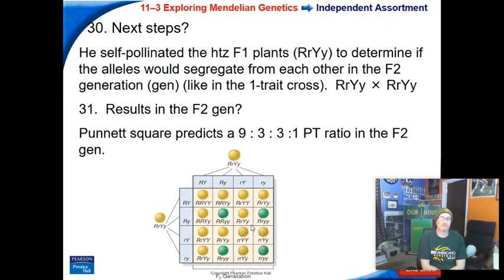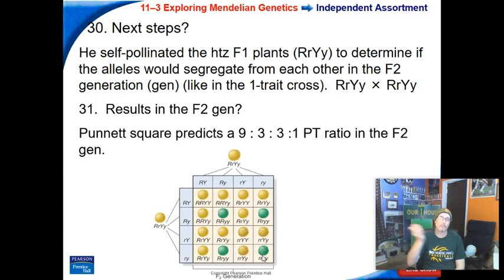Okay, so the results in the F2 generation, the Punnett square predicts a 9:3:3:1 phenotypic ratio in the F2 generation. The 9 are going to be the round and yellow. If you count them up, you can count 9 of them. One of the 3s represents round and green, these 3. The next 3 represents wrinkled and yellow, these 3. And then the 1 represents the double recessive. Okay, out of 16 possible offspring, only 1 out of 16 is going to have the double recessive.